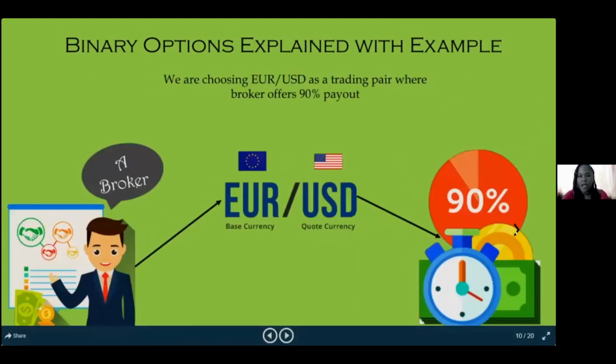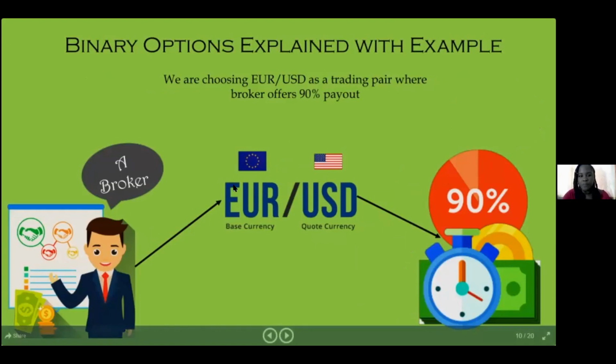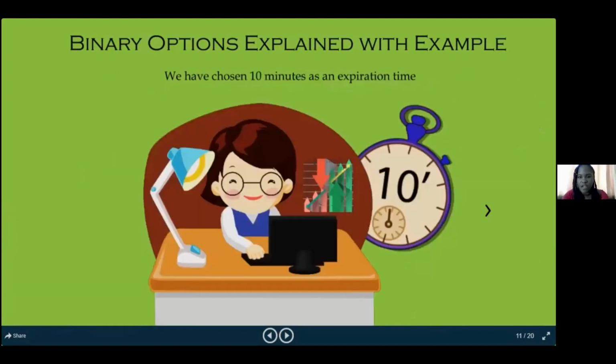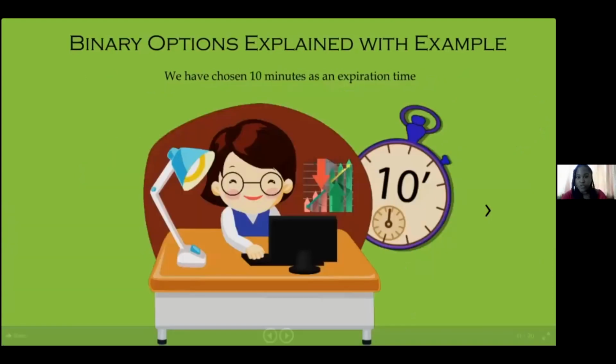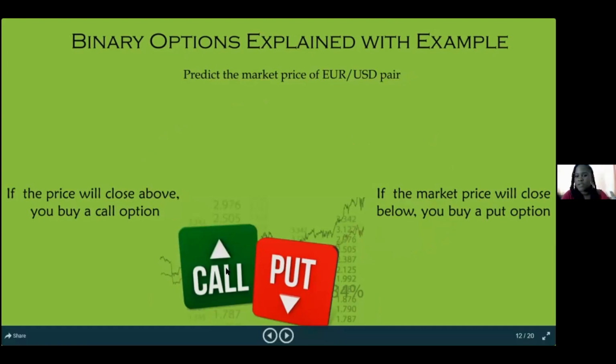All right. Now we are choosing Euro USD as a trading pair where, let's say, the broker offers 90% payout. So here's our broker and they offer 90% payout for the trade. All right. We have chosen, let's say, 10 minutes as an expiration time. All right. Now, if the price will close above, you will buy a call option. Okay, so you'll see the green button, it will say call, you're gonna click that. If the market price will close below, you're gonna buy a put option. This is the red button on any broker that you go on. It's always the red button, put.